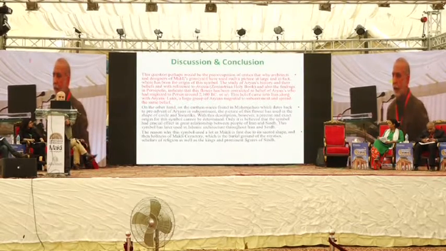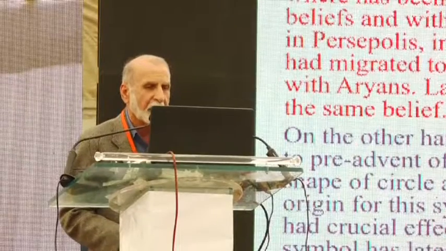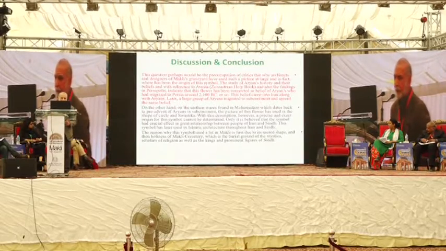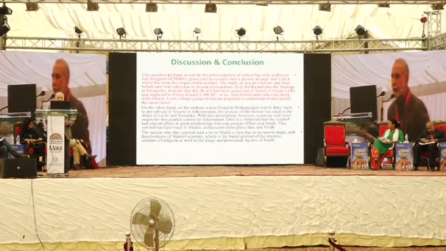Later, a large group of Aryans migrated to the subcontinent and spread the same belief. On the other hand, there are earthenwares found at Mohenjo-daro, which date back to before the advent of Aryans in the subcontinent. The picture of this flower has been used in the shape of a circle and swastika. With this description, however, the precise and exact origin of this symbol cannot be determined. It is only believed that the symbol had a crucial effect in the large relationship between the people of Iran and Sindh. This symbol was later used in Islamic architecture through Iran and Sindh.